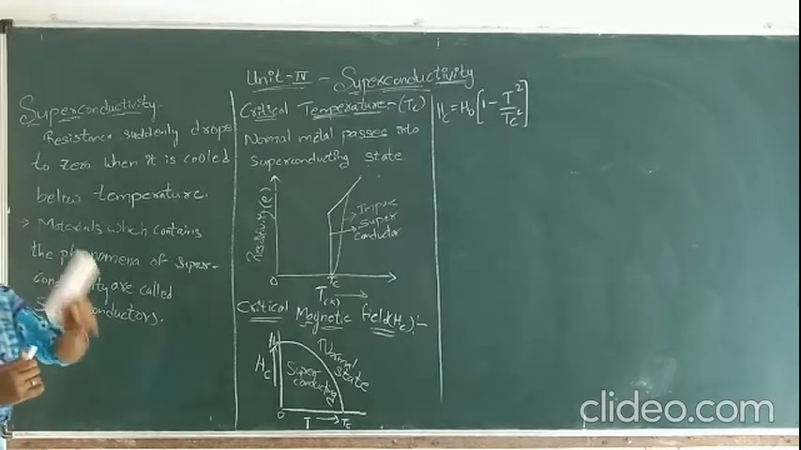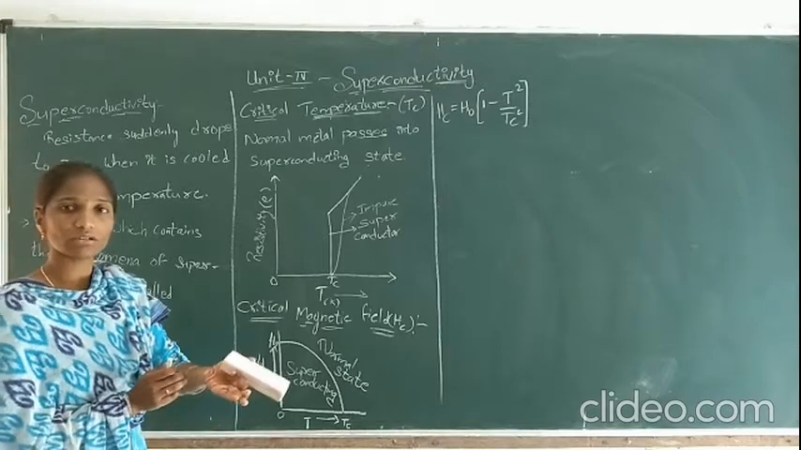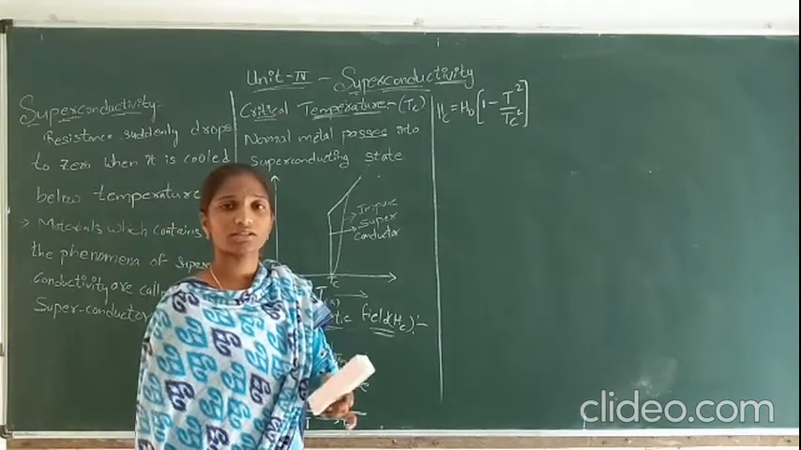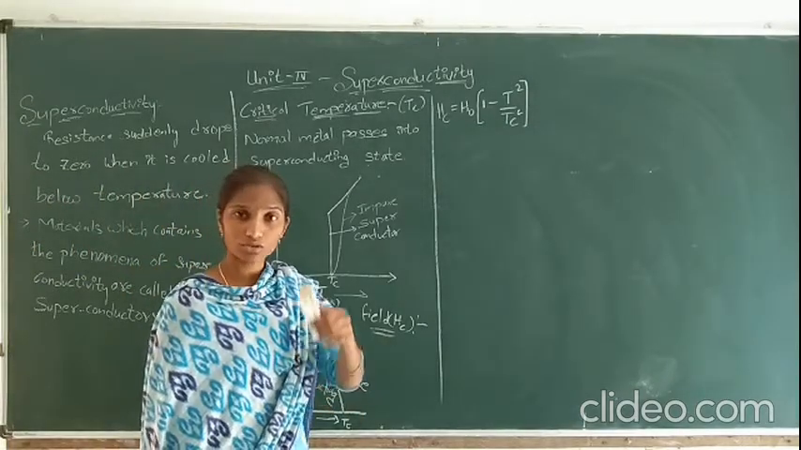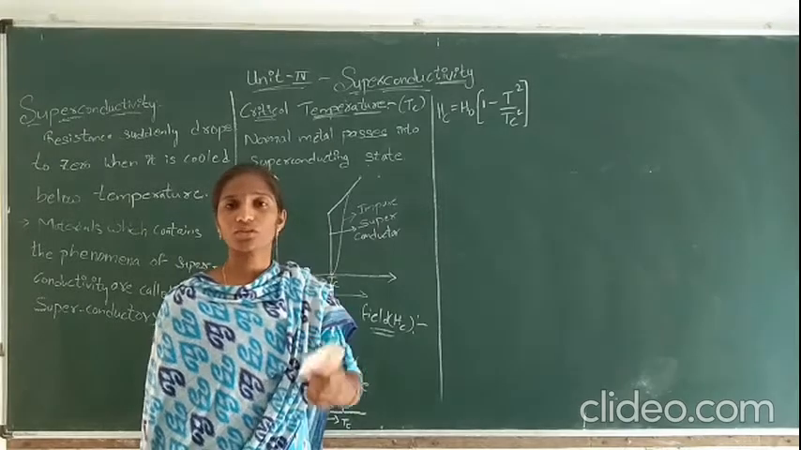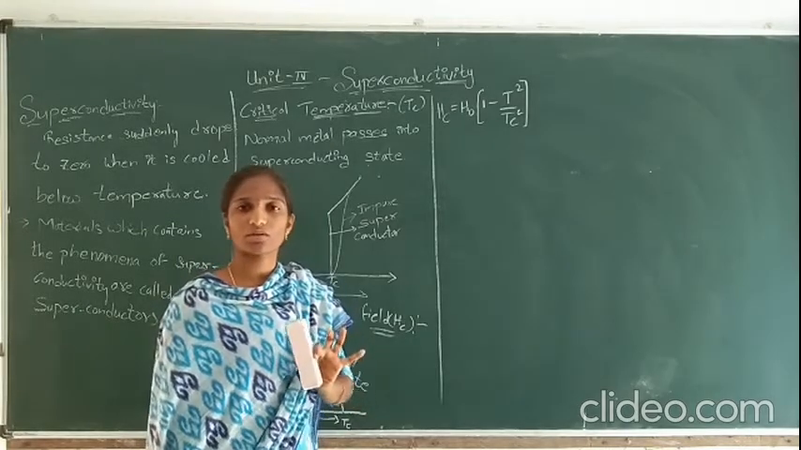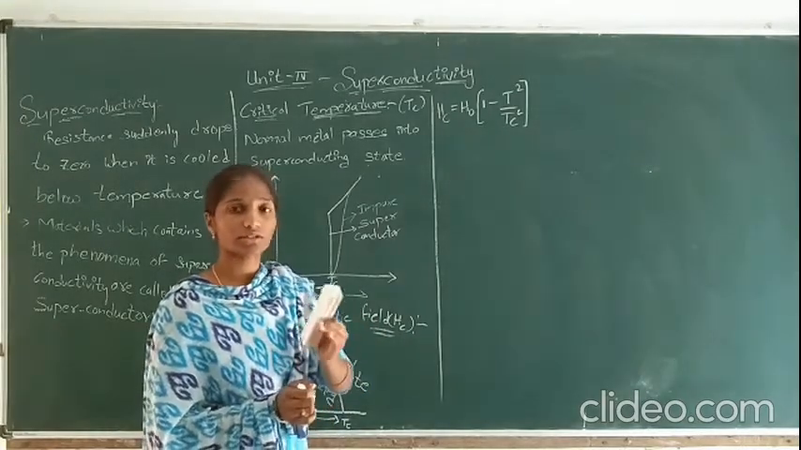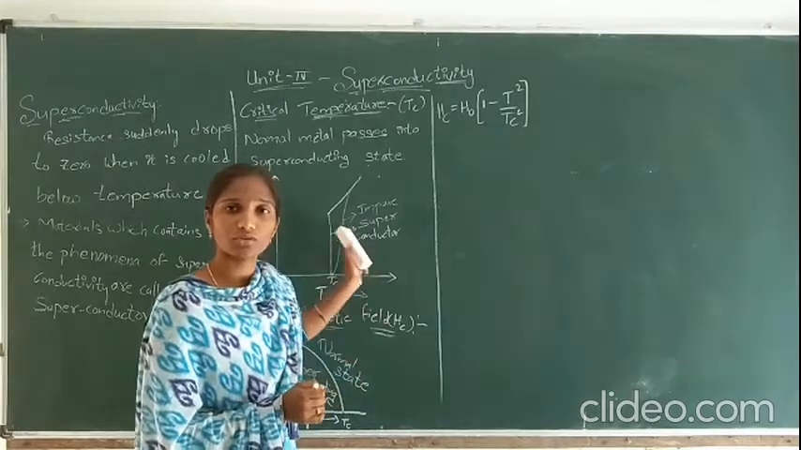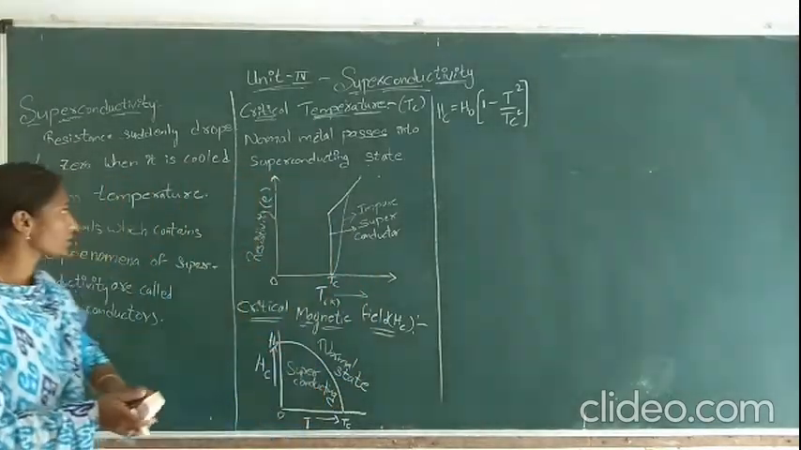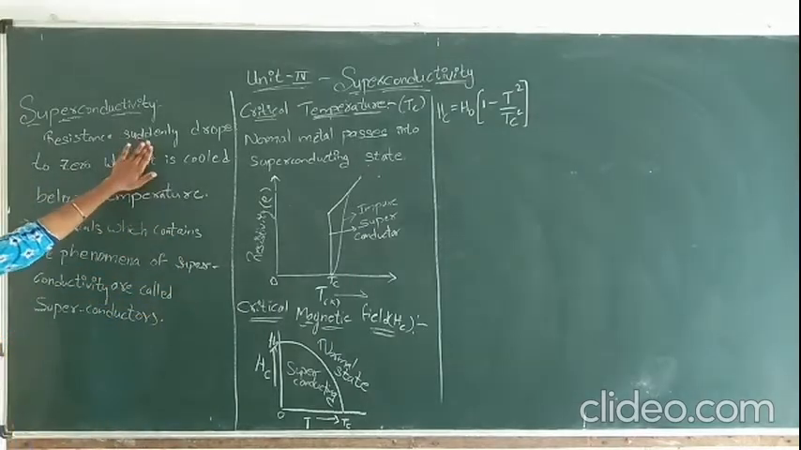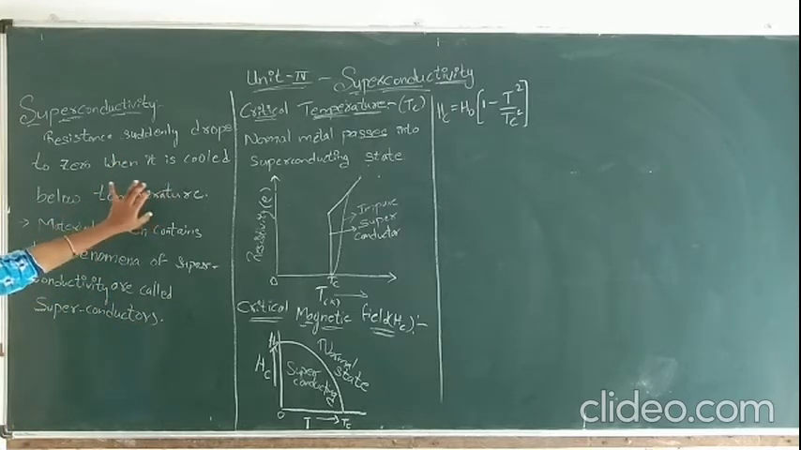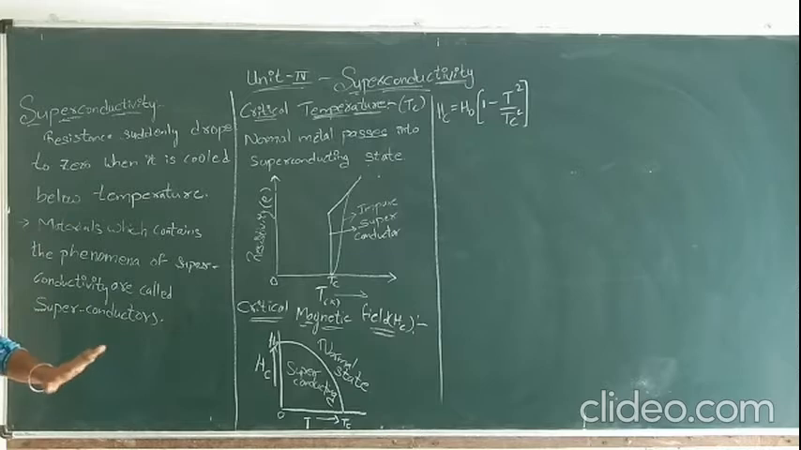So, the material which exhibits the phenomenon of superconductivity is known as a superconductor. Kindly remember one thing: the electrical resistance of a particular material suddenly drops to zero when it is cooled below a certain temperature. When it is cooled to lower temperatures, this phenomenon is termed superconductivity. So these are the basic definitions of superconductivity and superconductors.